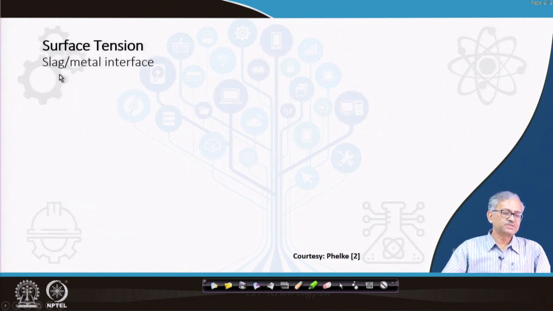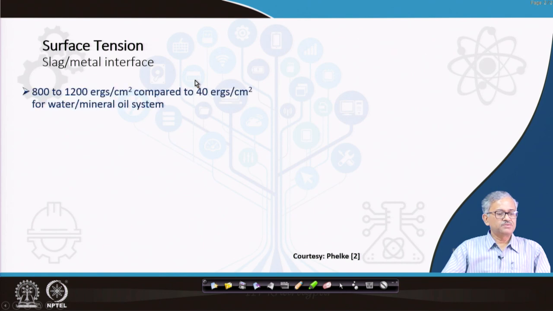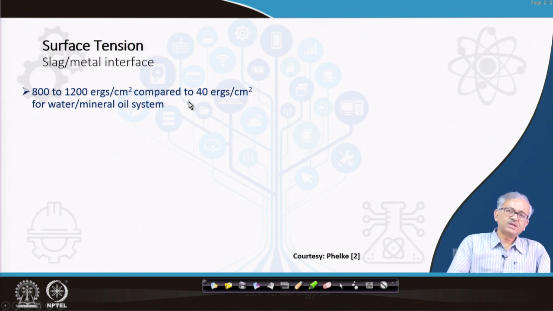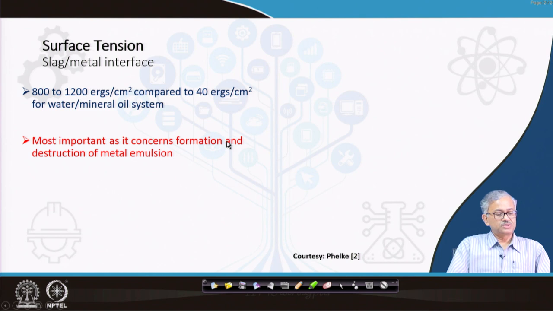Let us see now what the surface tensions of different interfaces are. For example, consider the slag metal interface. If you just compare the values, the surface tension of the slag metal interface is 800 to 1200 ergs per centimeter square. Compare this with only 40 ergs per centimeter square for the water-mineral oil system. Water is a low temperature analogue for steel, and mineral oil can be the low temperature analogue for the slag. So the water-mineral oil system is only 40 ergs per centimeter square, and you can compare how high 800 to 1200 ergs per centimeter square is. Okay. So this is most important as it concerns the formation and destruction of metal emulsion.